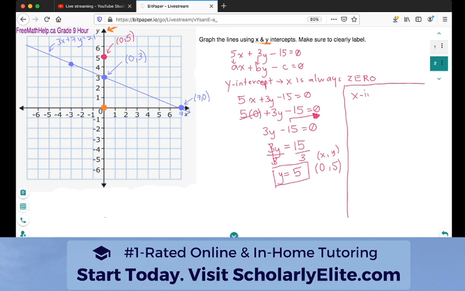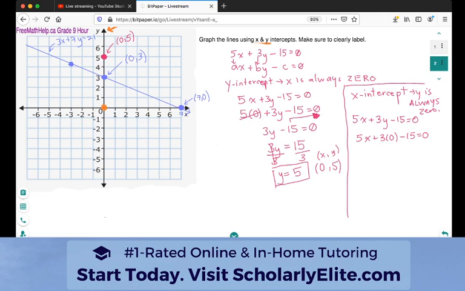Just like we learned on the last example, at the x-intercept, the y value is always, always, always 0. So if we just write out the original equation that we were given, 5x + 3y - 15 = 0, all we have to do is plug in the number 0 instead of the letter y. Everything else stays exactly the same, because what we're doing here is solving for x.